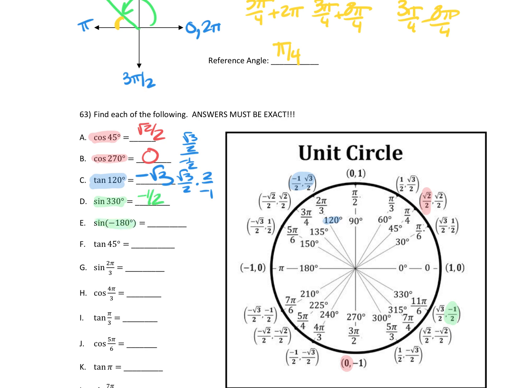Sine at negative 180, well, positive 180 would go this direction, halfway around the circle, so negative 180 is actually the same. So it's going to be the same as a sine of 180, which is 0, which isn't always true, but in this case, 180 is halfway around. Tangent at 45, so again, I'm going to divide y and x. Well, y and x are the same, so that means tangent of 45 is 1. Sine at 2 pi over 3. So here's 2 pi over 3. Sine would be my y, so that would be root 3 over 2.